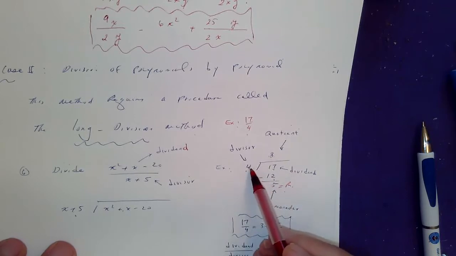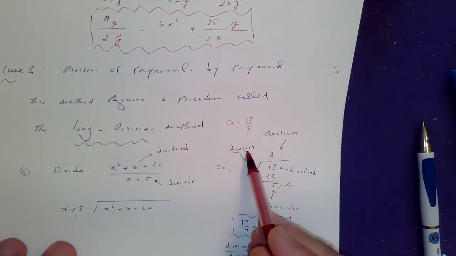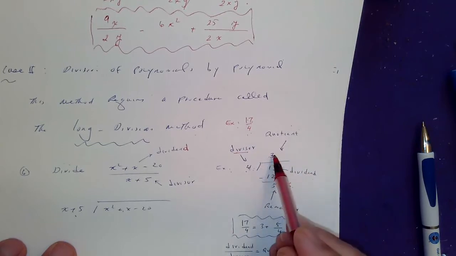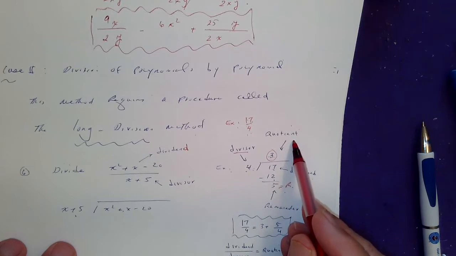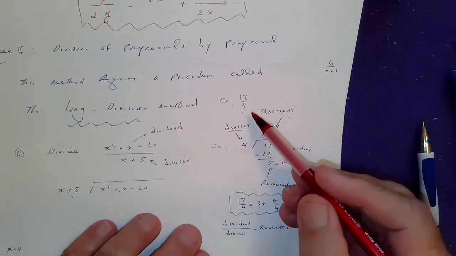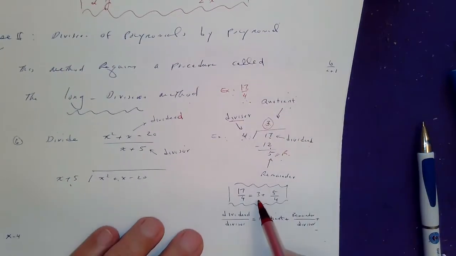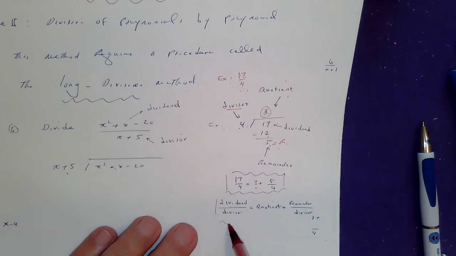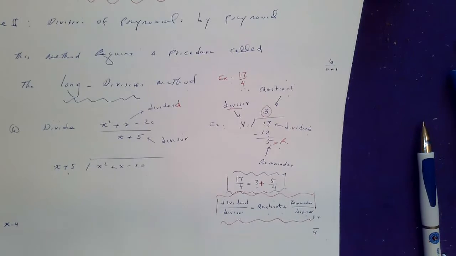So 4, which was in the denominator, is called the divisor. 17, which was the numerator, is called the dividend. Your answer is called the quotient. And if you have a remainder, that's called the remainder. However, the way we write the answer for 17 over 4, we write 3 plus 5 over 4. In other words, the answer in the back of the textbooks is written in this form. So when you have dividend divided by divisor, the answer is quotient plus remainder over divisor. Don't forget, there is a plus sign.